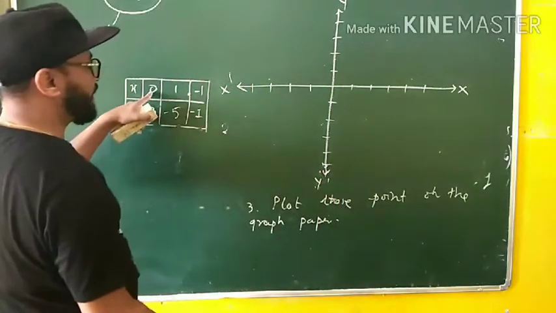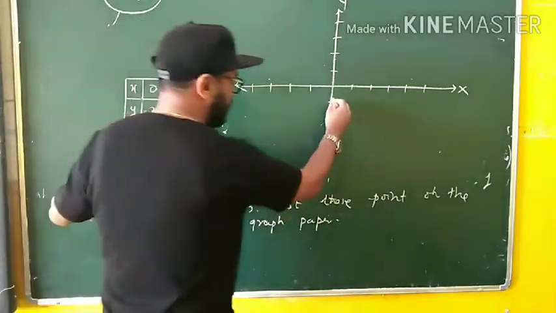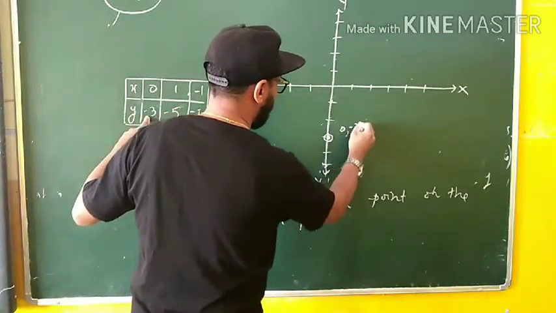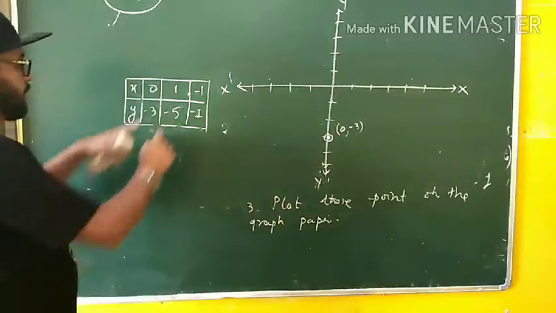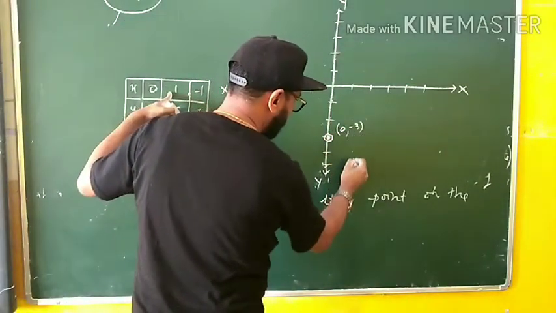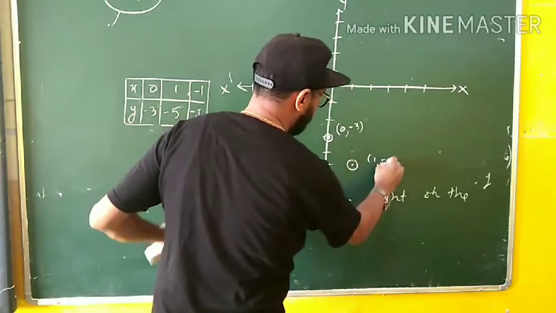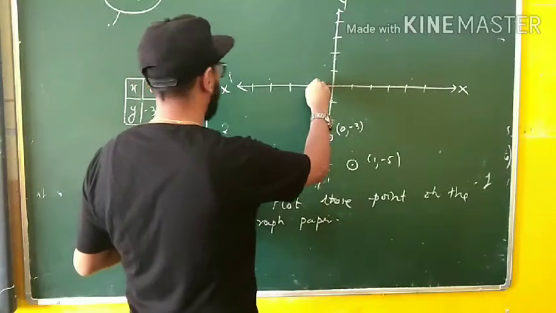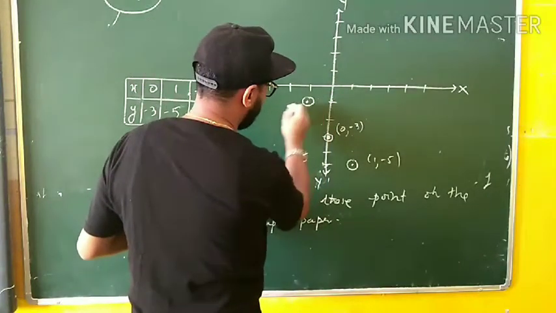Okay, now when x is 0, y is minus 3. 1, 2, and 3. y is minus 3. So 0 and minus 3. We don't have x, but we have 1. When x is equal to 1, y is minus 5. 1, 2, 3, 4, 5. 1 and minus 5. And when x is minus 1, y is minus 1. So the point lies here.